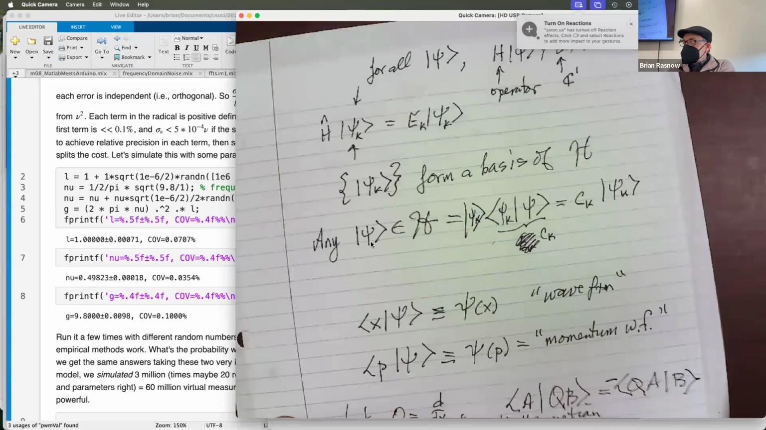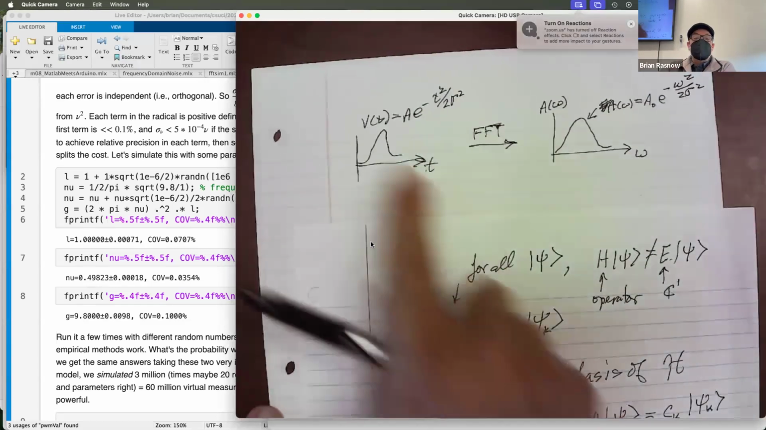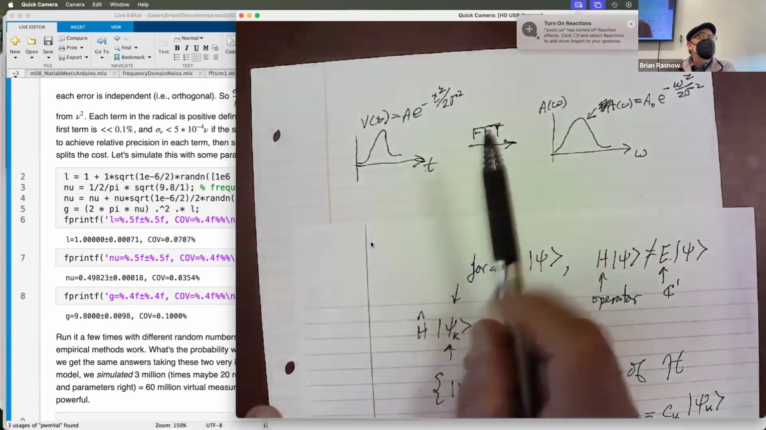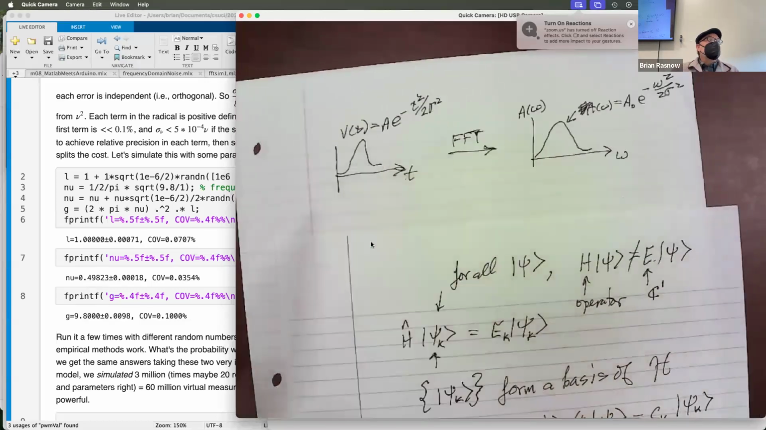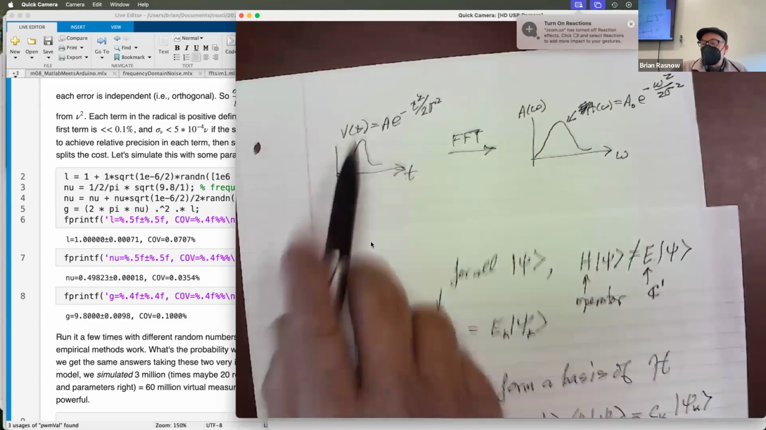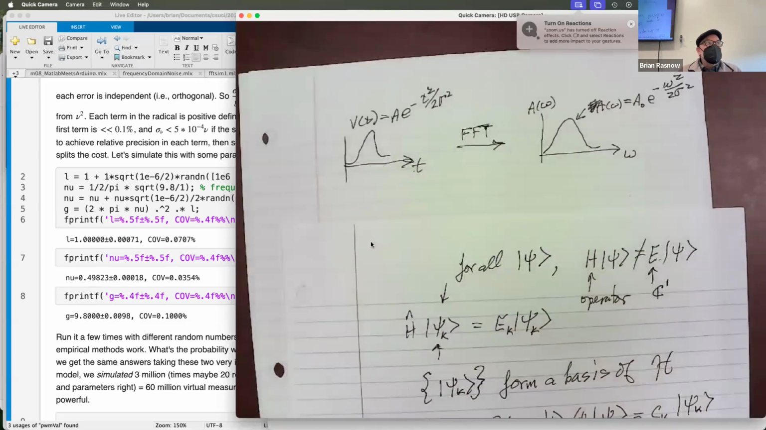And furthermore, if you want to really do your best job of Heisenberg, then your best bet is to have a Gaussian distribution for position and a corresponding Gaussian distribution in momentum. Those are the wave packets that will give you these things.